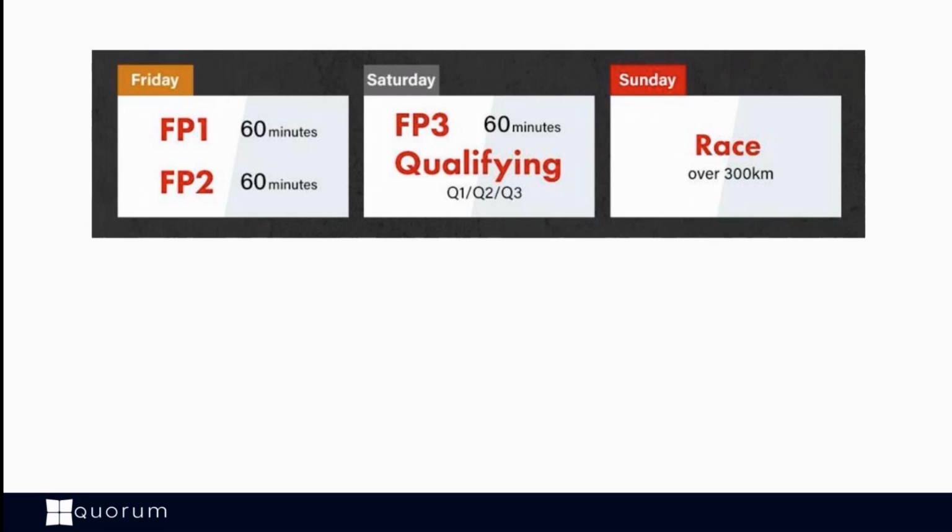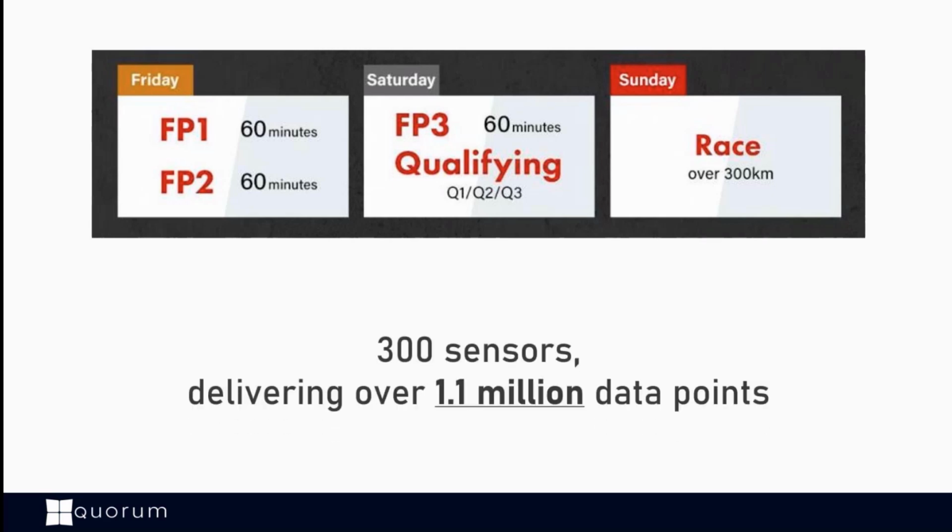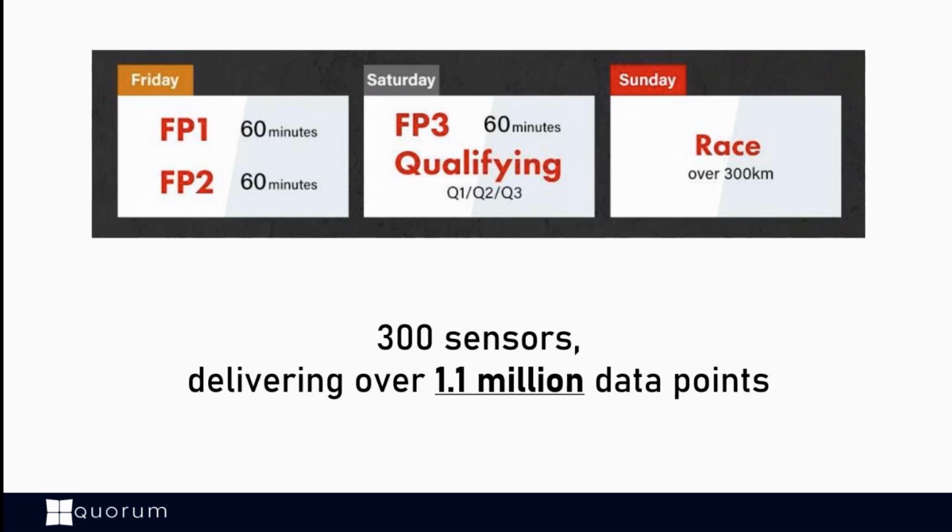And during every single one of these sessions, teams are receiving data from the car, and specifically 300 sensors from each Formula One car are delivering over 1.1 million data points every single second that an F1 car is on track. Every single second, they've got 1.1 million data points. And that's over the span of the 2 hours on Friday, the 2 hours on the Saturday, and the 2 hours on the Sunday.